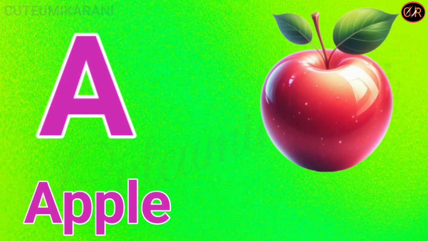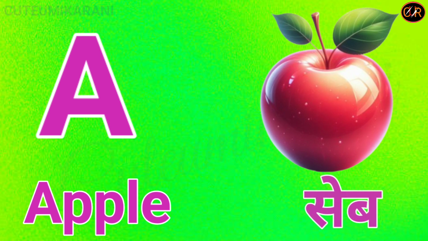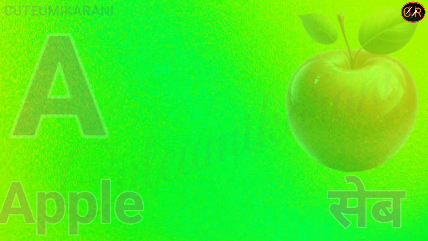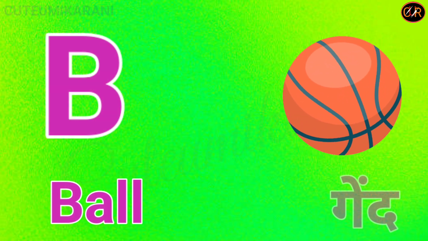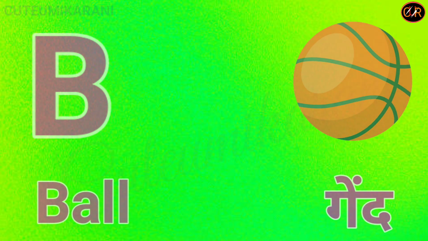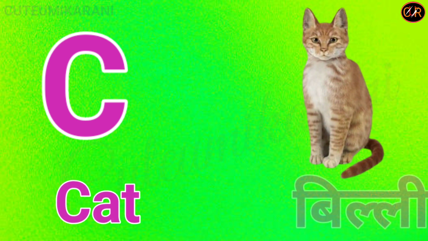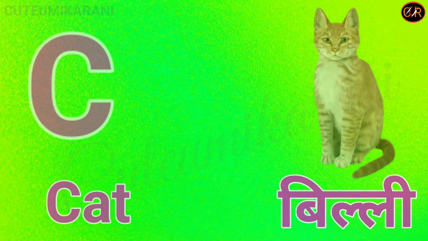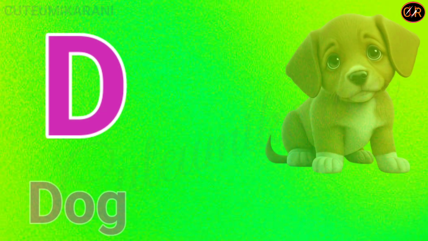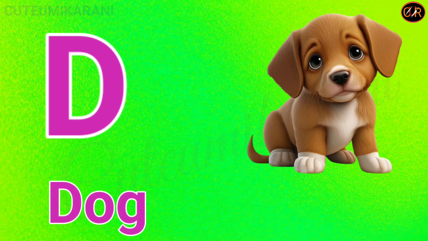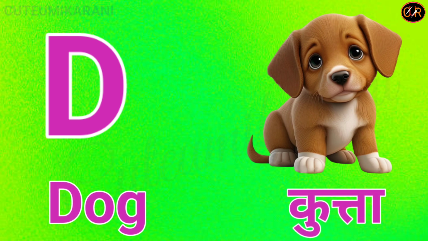Apple. Apple means tree. B for ball. Ball means chain. C for cat. Cat means T for dog. Dog means kutta.